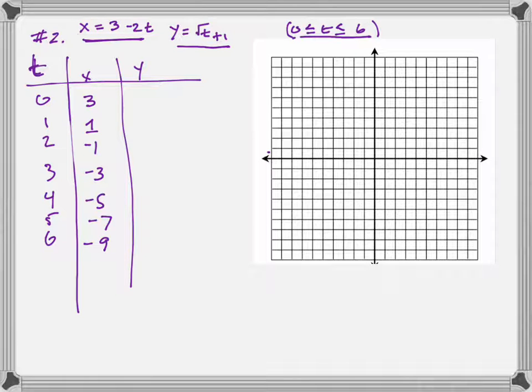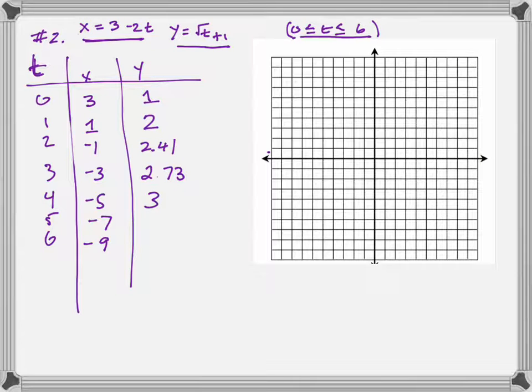And let's see. The square root of 0 plus 1 is 1. The square root of 1 is 1. 1 plus 1 is 2. The square root of 2 plus 1, this looks like it must be a square root. It's going to have to be a calculator one. This would be 2.41 if you use your calculator. 2.73. 3, you can do that because the square root of 4 is 2, and 2 plus 1 is 3.